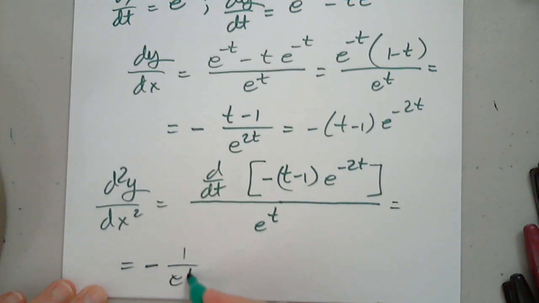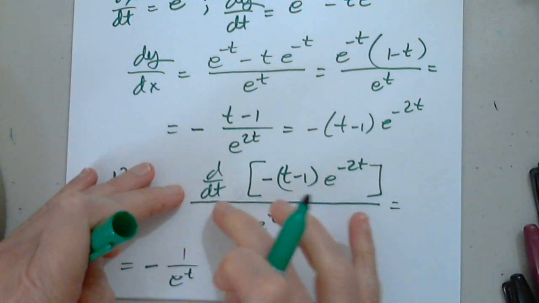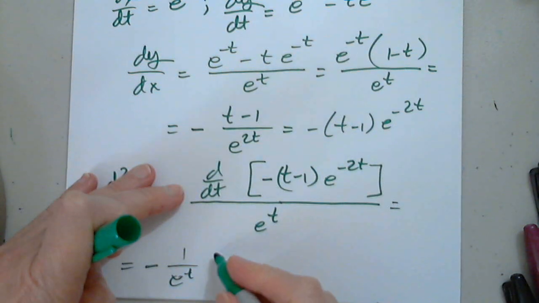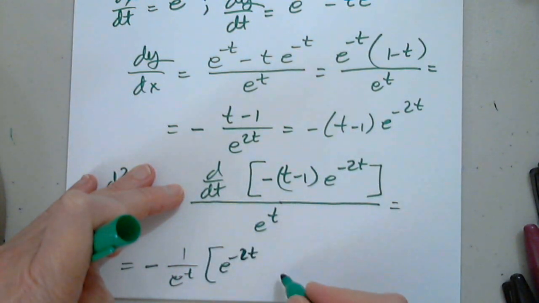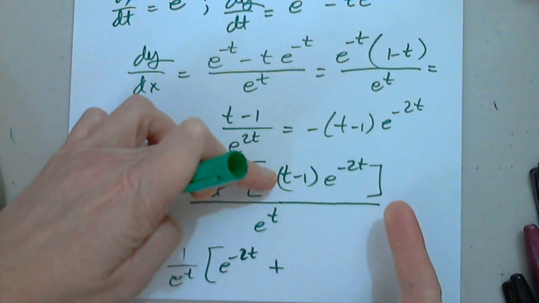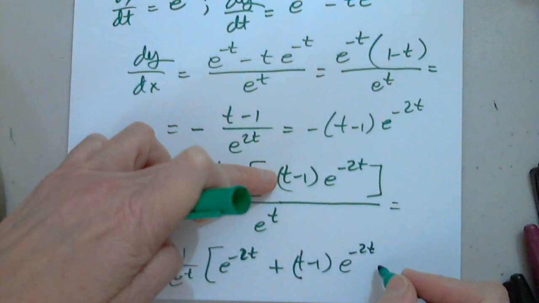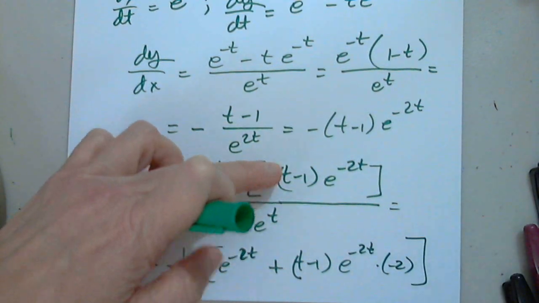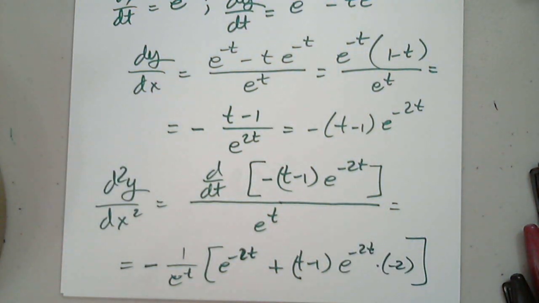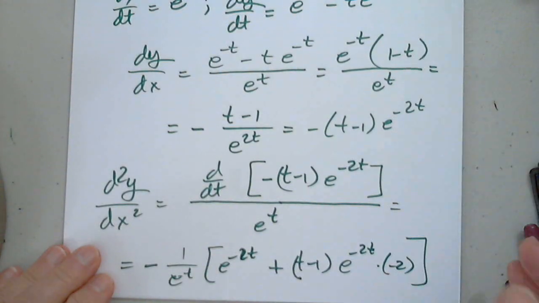And 1 over e to t. And now I'm differentiating. t minus 1 prime is 1 times e to negative 2t. And then plus, because the negative is outside, plus t minus 1 and e to negative 2t and times negative 2, the inner function prime. We're going to try to simplify this.